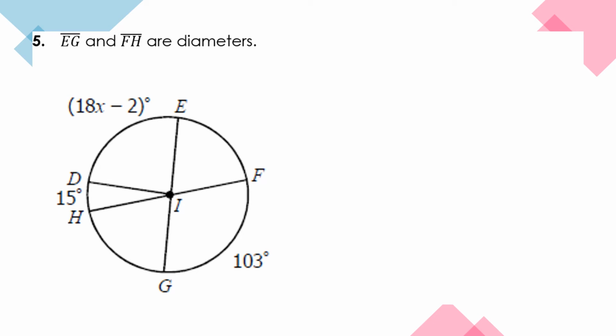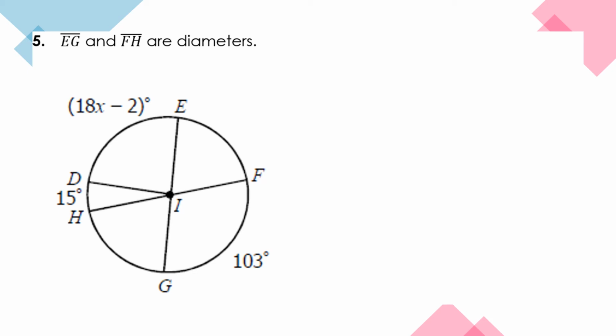So when you look at this picture, we're told that EG is a diameter, and we're told that FH is also a diameter, which means we have some semicircles. We know I is the center. So what I would do is find what you can find and then think about how can we incorporate the 18x minus 2 and solve for x.